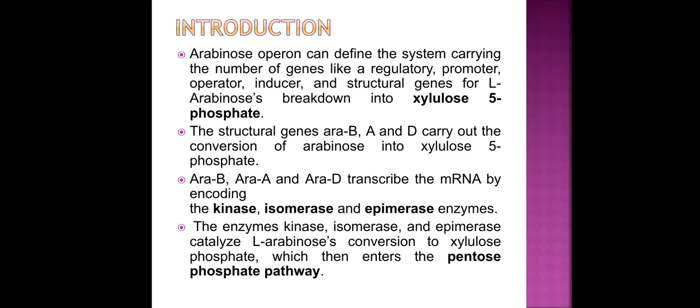Now, the arabinose operon can be defined as a system carrying a number of genes like the regulatory, promoter, operator, inducer, and the structural genes which are responsible for the regulation of the arabinose operon for the L-arabinose breakdown into xylulose 5-phosphate. The structural genes involved within the arabinose operon include the genes B, A and D. So this arabinose operon is also known as the Ara-BAD operon.